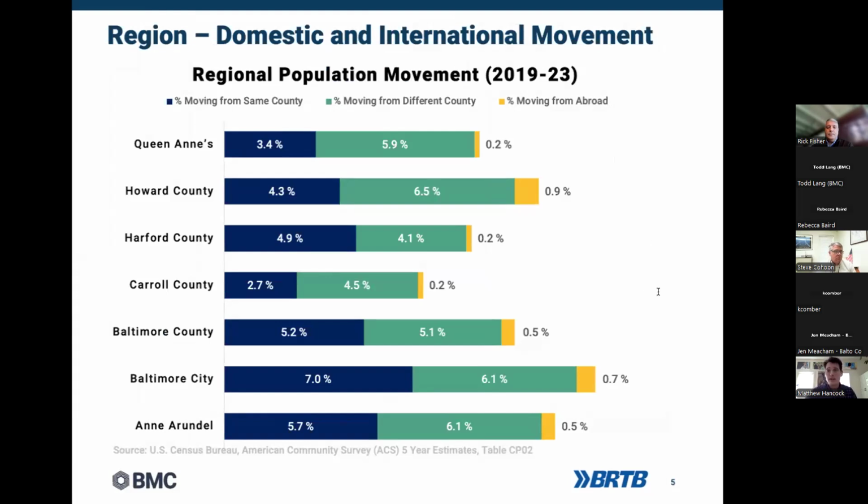So what we see here is that with the exception of Baltimore City and County and Hartford, all areas were experiencing greater population movement from inter-county compared to intra-county movement. So this is showing movement from the same county in the 2019 to 23 period, movement from a different county, and movement from abroad. So that yellow is going to be your abroad. You'll see Howard County and Baltimore City had the largest share of international household migration that is recorded within the ACS.